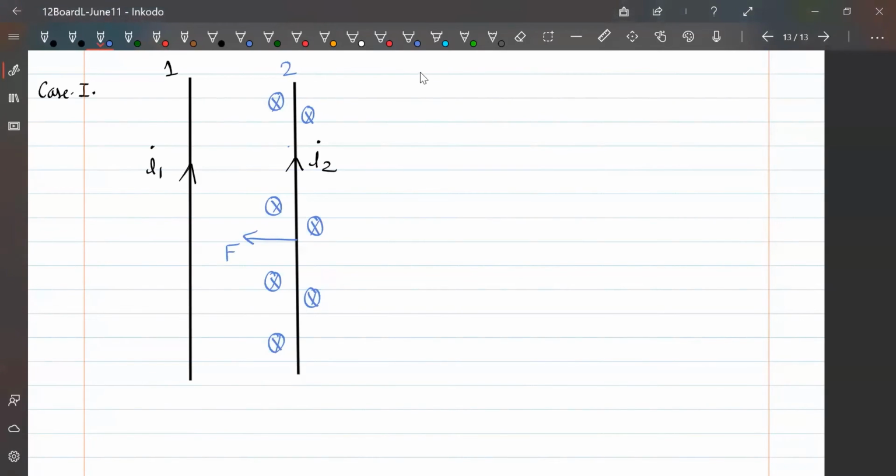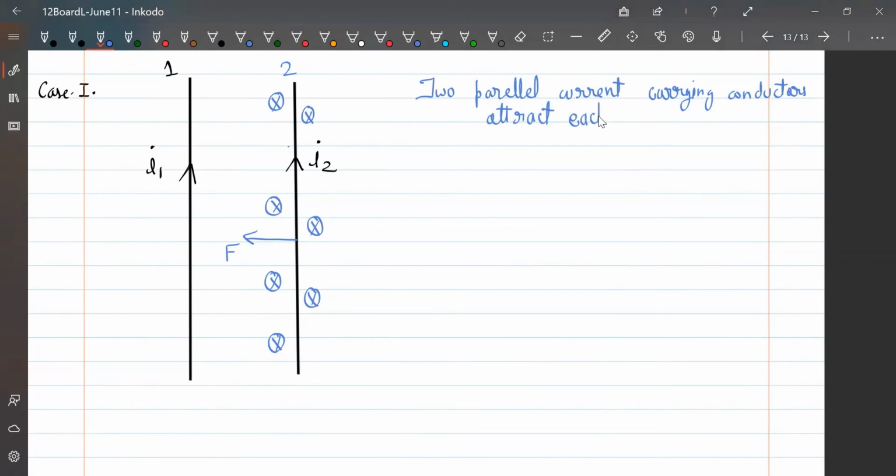So we can conclude that two parallel current carrying conductors attract each other. Two parallel current carrying conductors attract each other.